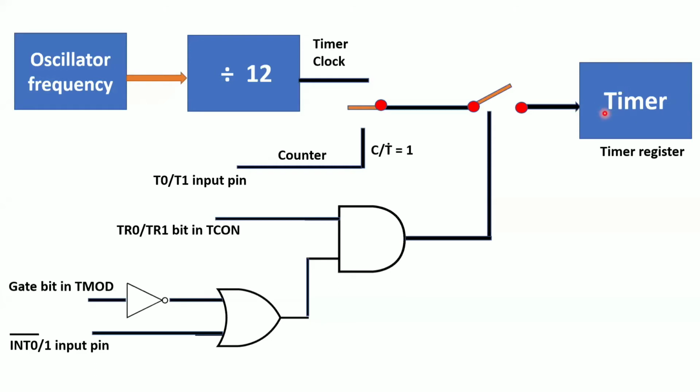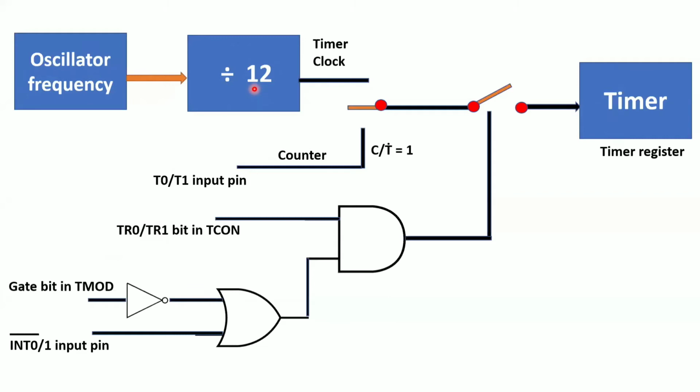Whenever you want to start the timer, what do you need to do? You need to write the timer run bit. Where is the timer run bit? Here, there is the timer run bit, right? And if you want to calculate the delay, what do you need? Frequency. Where is it getting the frequency? From the oscillator. The oscillator is generating the clock pulse, and it is dividing the clock pulses by 12.